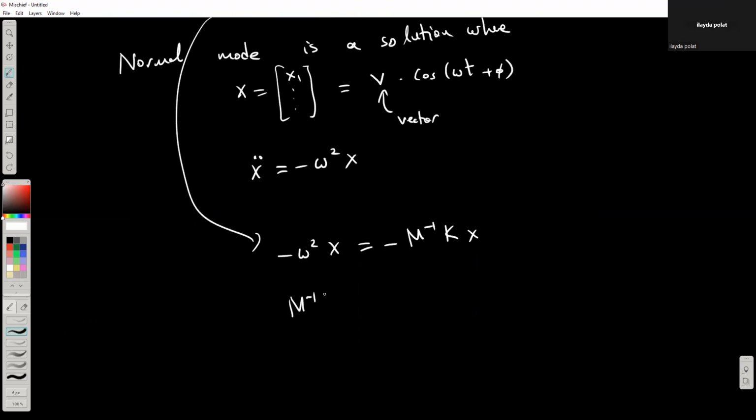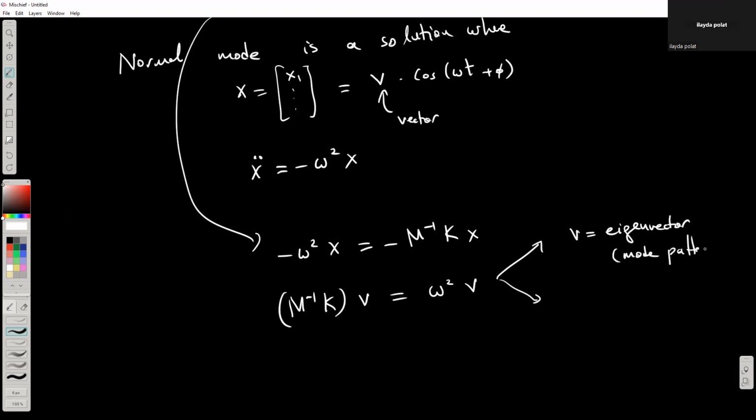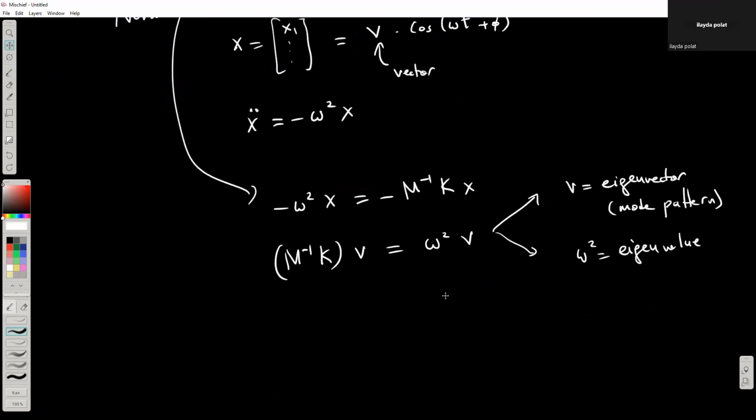So therefore, m inverse k, which is a matrix, multiplied with v is equal to omega squared times v. So we just reduce this to an eigenvalue problem. V is the eigenvector. This is usually called the mode pattern, I mean, in that mode, how the different particles oscillate. Omega squared is the corresponding eigenvalue. So I can determine the frequencies of oscillation by solving this eigenvalue problem.